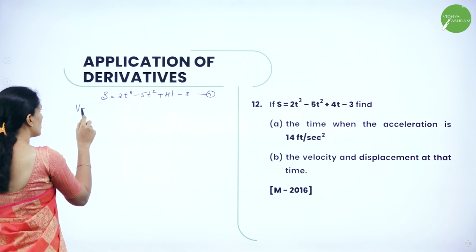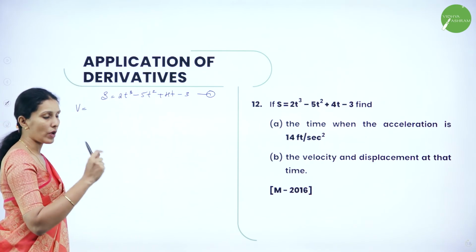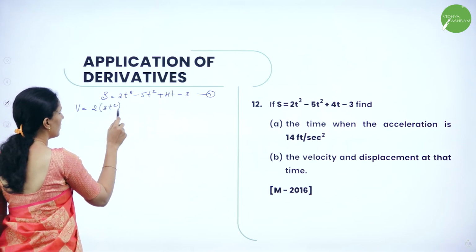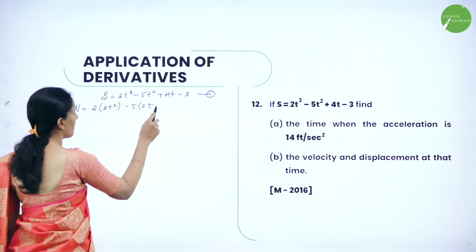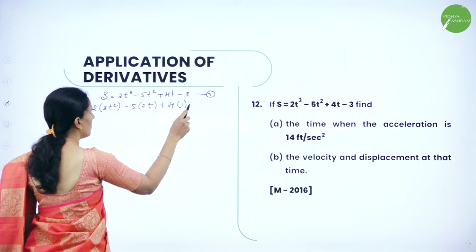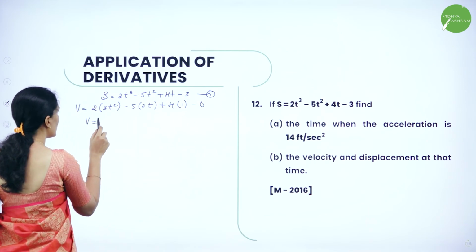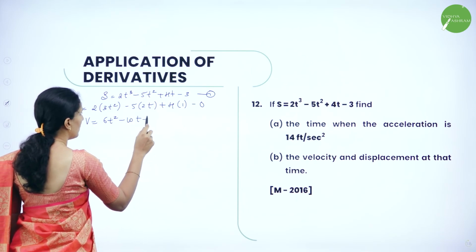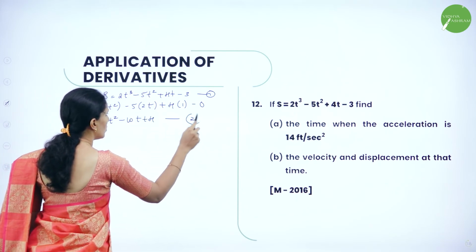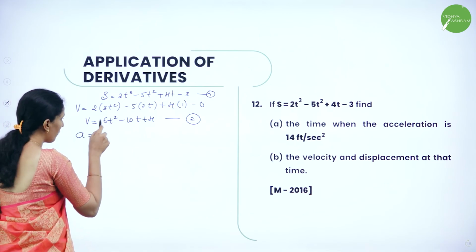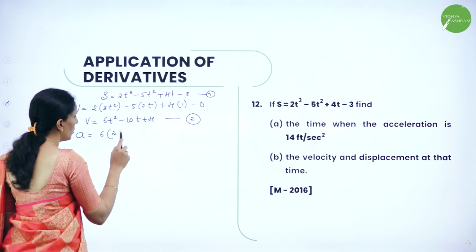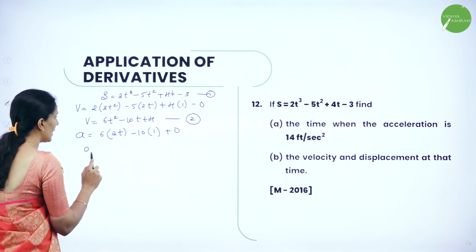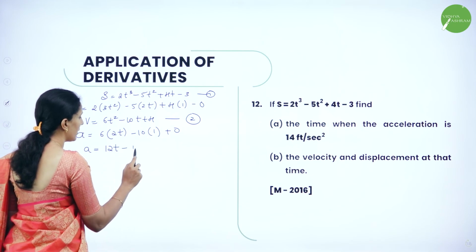Now to find the velocity, we have to differentiate this equation once, which gives 2 into 3t square minus 5 into 2t plus 4 into 1 minus 0. So we get velocity is equal to 6t square minus 10t plus 4. Take this as equation 2. To find the acceleration, differentiate the velocity. It becomes 6 into 2t minus 10 into 1 plus 0. So acceleration is equal to 12t minus 10.